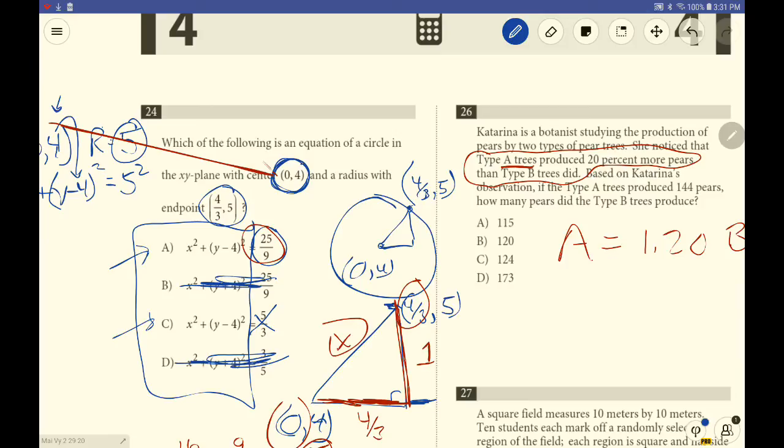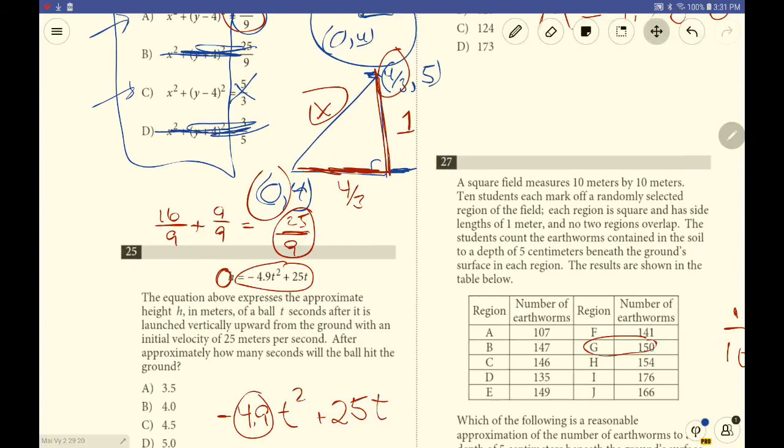And we can make a little right triangle or use the distance formula to find the distance between the center and this point. And we find out that the distance is 5/3 and the distance squared is 25 over 9. Number 26 is about being able to write an expression for the situation they describe.